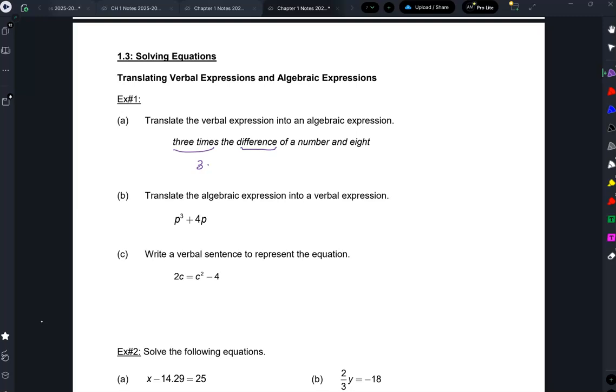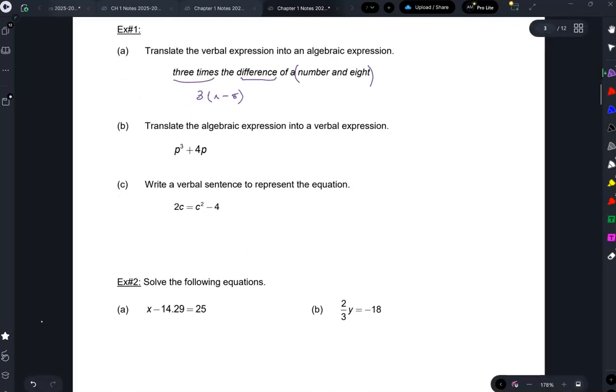The difference of what though? A number and 8. So that's going to be x minus 8. When you have the difference, it has to be in the same order that the items are given: x and then 8. Okay, so next, translate this into a verbal expression.